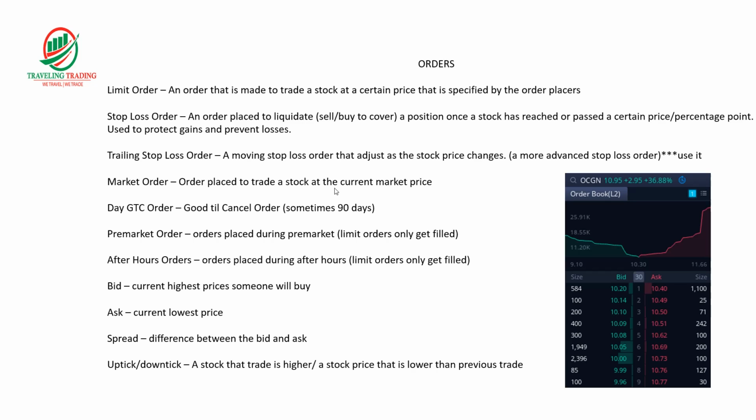So let's take a look at this picture that I have here of OCGN. You'll see here that the bid right now is 10.20. The ask here is 10.40. So the highest someone is willing to bid for this right now is $10.20. The lowest someone is willing to sell it is $10.40. So there's a 20-cent spread right there between that bid and that ask price. Okay. Hopefully that makes sense to you. This is actually recent too, so you'll see this a lot of times in the level 2 of the orders that you're placing. Pretty simple there.